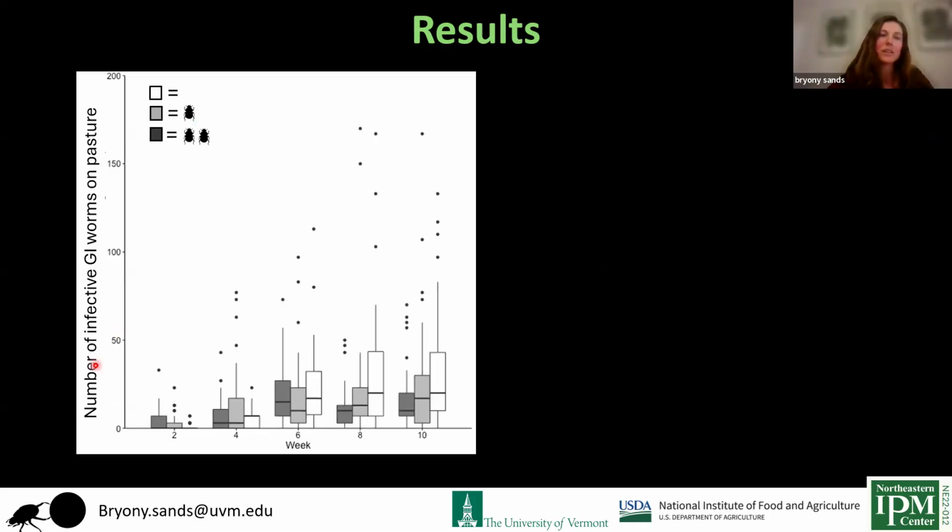This figure is showing the number of gastrointestinal worms, so the infective worm larvae that was on the grass around those dung patties. Along the bottom is the week, so how long the patties had been out on the pasture. The different bars represent the patties with different levels of dung beetle colonization. The white ones have no dung beetles in, the light grey had natural levels of dung beetle colonization, and the dark grey had extra dung beetles added.